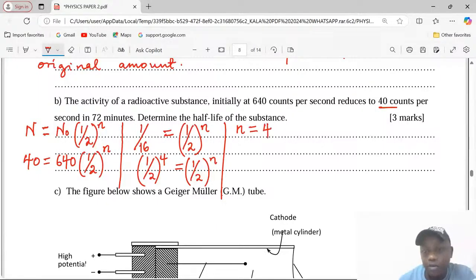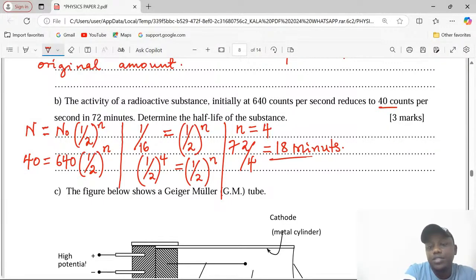Because the bases are the same, the number of half-lives equals 4. The number of half-lives being 4, and we are told that they took place in 72 minutes, how long is one half-life? 72 divided by 4 gives us 18 minutes.